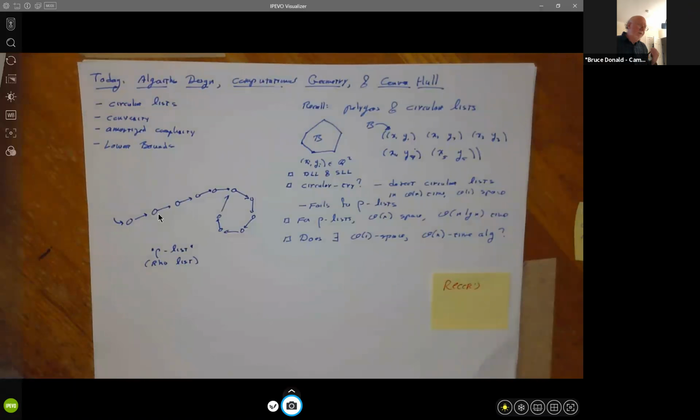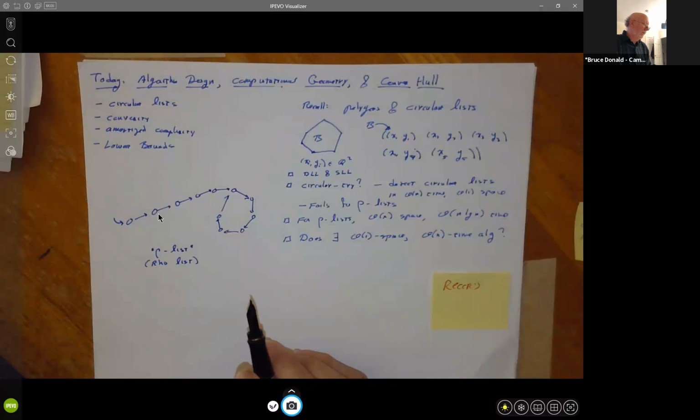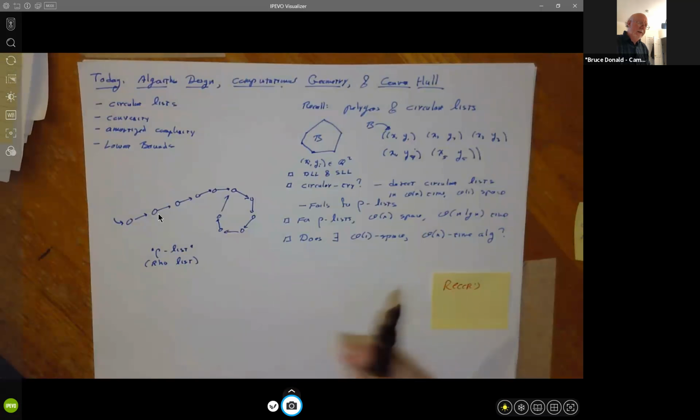So if this is working, you should be able to both see me and see the paper on the document camera. Is that working for you all? Yep. Yeah. Good. Glad to hear it.